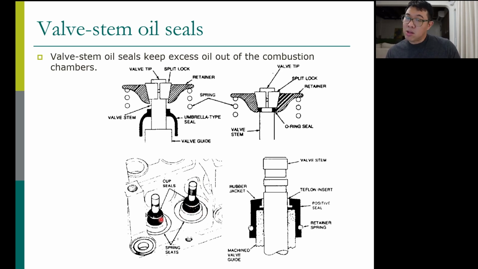Okay, the valve cup seal. Basically, this seals the lubricating oil so that the lubricating oil does not go inside, around the valve stem, and go into the combustion chamber. If we go there, we lose oil, right? So that's one type of the valve seal, the valve stem seal.